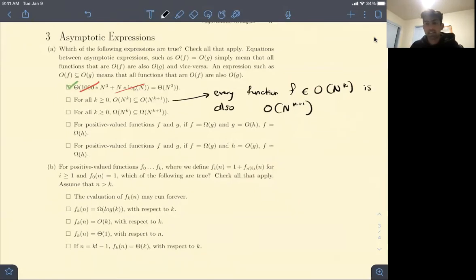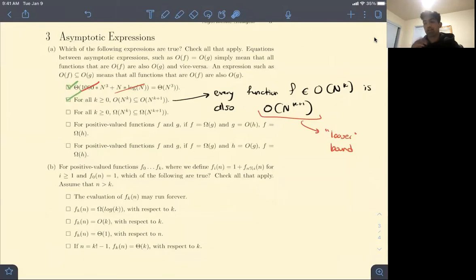Thinking about this, it makes sense to me. The reason is that if a function is big O of n to the k, it's never going to be slower than n to the k, right? If it's never going to be slower than n to the k, we know it's also not going to be slower than n to the k plus 1, because n to the k plus 1 is bigger than n to the k, right? So we can see that this one is true, because intuitively, this is a looser bound, right?